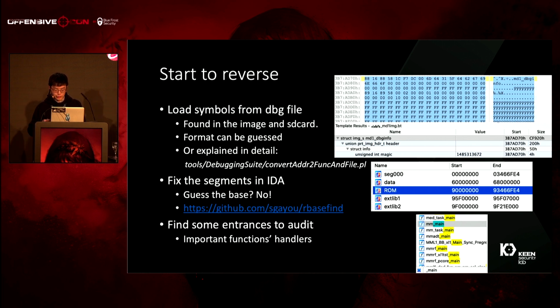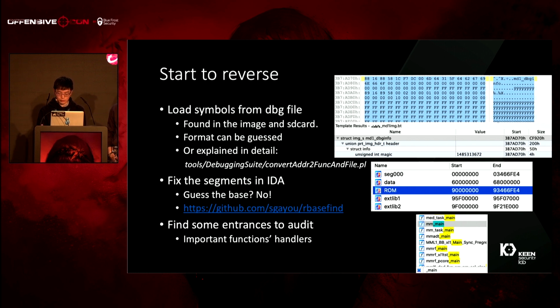Then we need to fix the segments in IDA Pro, and here is our result. The addresses might not be very accurate because we can't tell exactly what the end or start address is by reverse engineering. There is a good tool to help find the base address of a firmware, and it's written in Rust, and it works perfectly, at least for our firmware. So I recommend it to you.